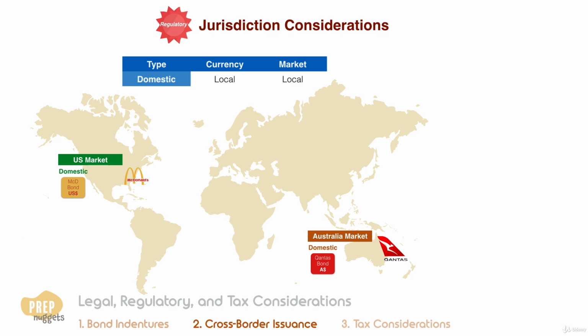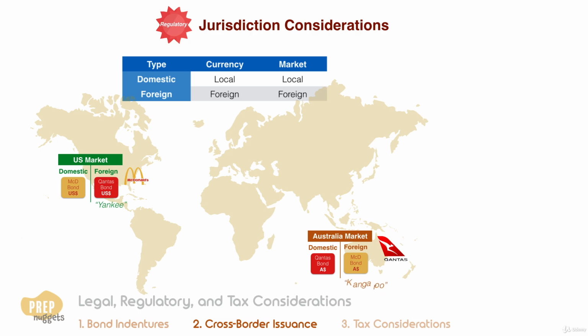In this globalized world, however, corporations can choose to issue and trade bonds overseas in the currency of the trading market. These are known as foreign bonds. So, if Qantas issues a bond in the US, denominated in US dollars, it is classified as a foreign bond in the US market. In particular, foreign bonds traded in the US market are also known as Yankee bonds. Likewise, a McDonald's bond trading in Aussie dollar in the Australian market will be a foreign bond. More specifically, such bonds are termed kangaroo bonds.